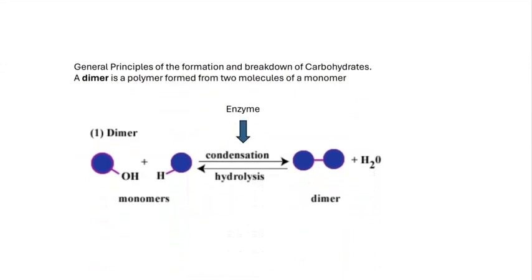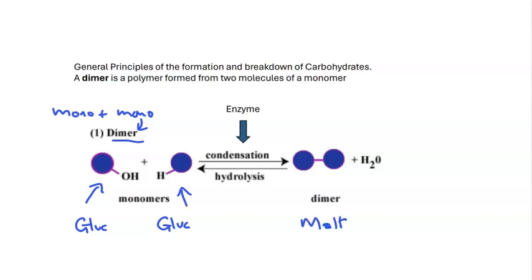In general terms, what's going to happen here is we're going to form a dimer. So a monomer plus a monomer forms a dimer, and our two monomers are going to be monosaccharides. So for instance, if we do glucose and glucose, then the dimer that we're going to form is maltose. We'll take a look at sucrose later.